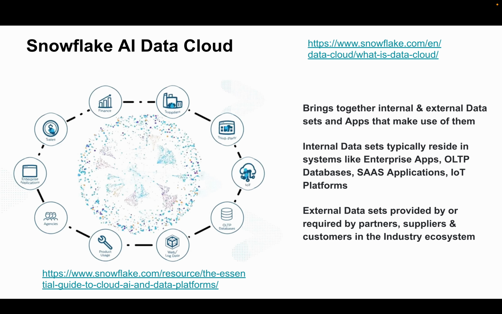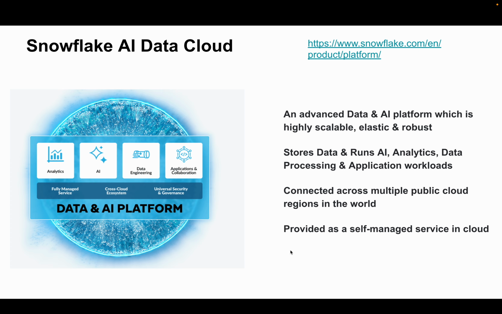Now, typically, all this data resides in different systems, or what we call silos. As a result of that, it becomes difficult to get value out of this data and make use of it for different business requirements and use cases. With the help of Snowflake, we can bring all of these data sets together, make them available to applications, and even run some of these applications. How does Snowflake do that? So let's look at what Snowflake is and how it helps us do that.